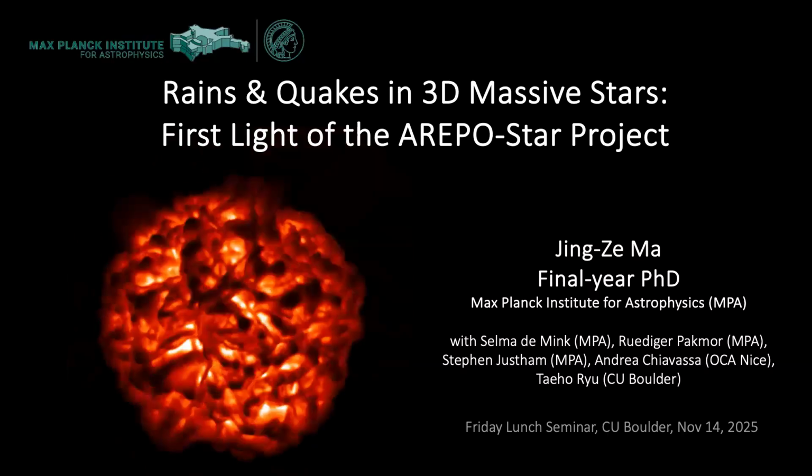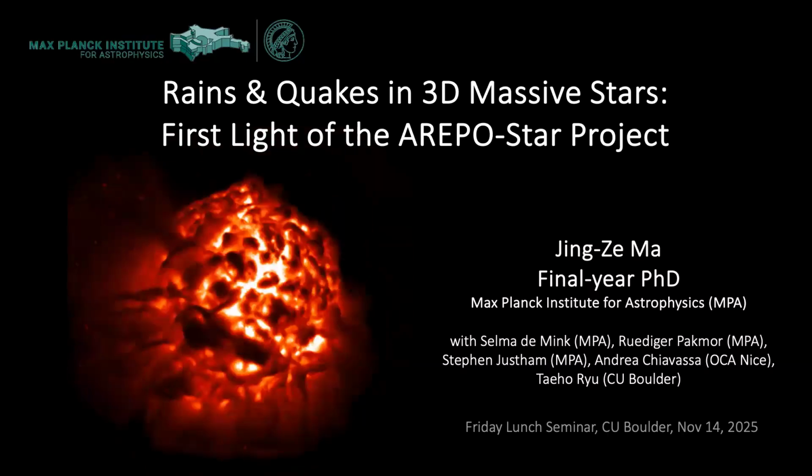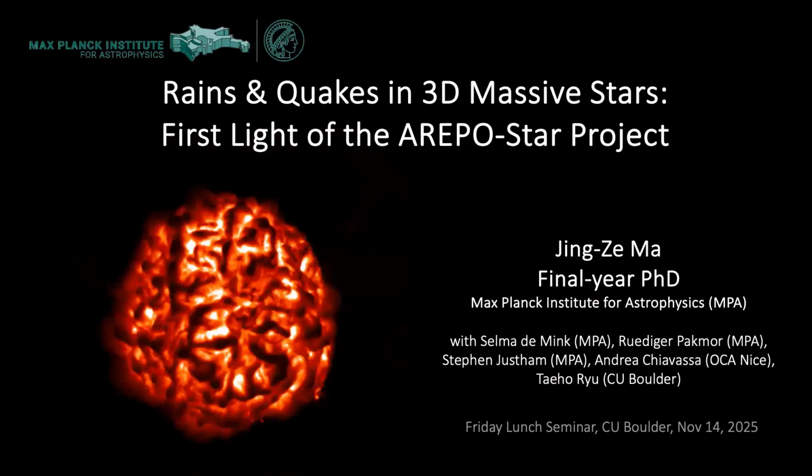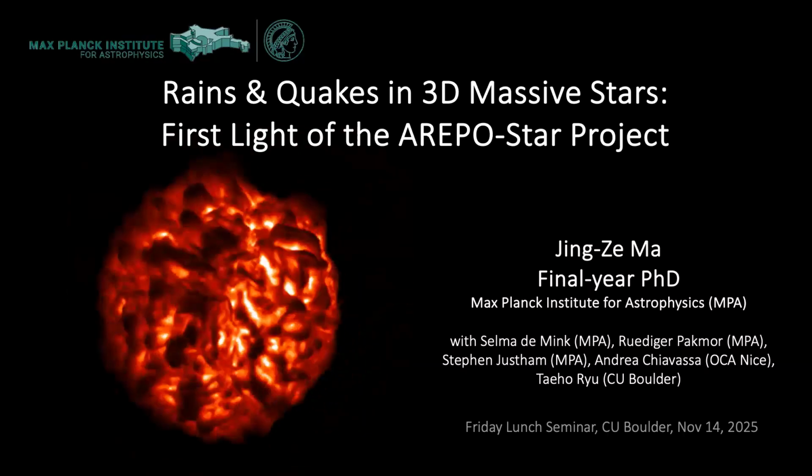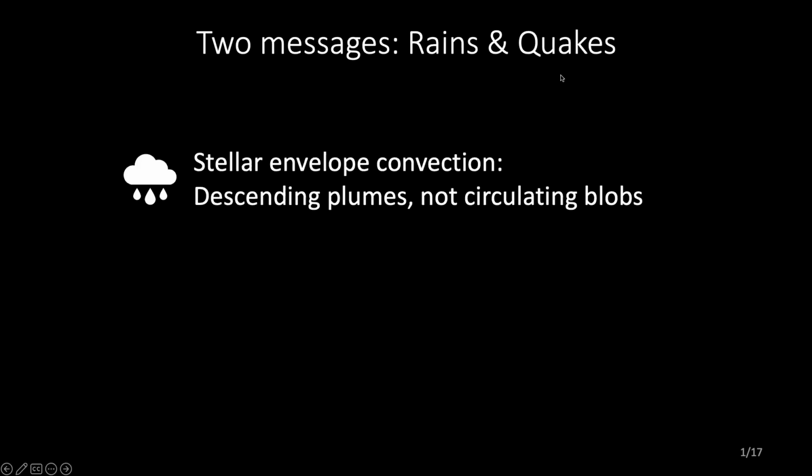So today I'll talk about these rings and quakes in these 3D massive stars. Okay, so I'll mainly talk about two messages. The first, that inside the star envelope, the convection really looks like descending plumes and not really the circulating blobs we normally think of.